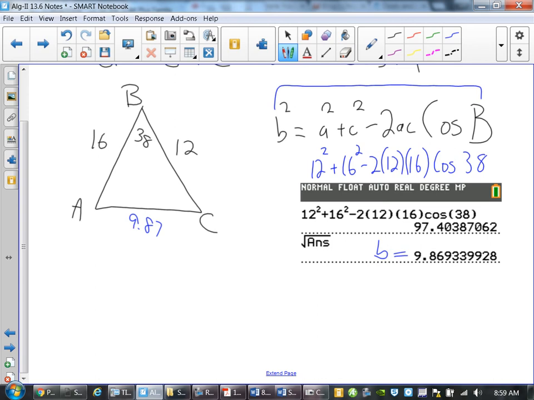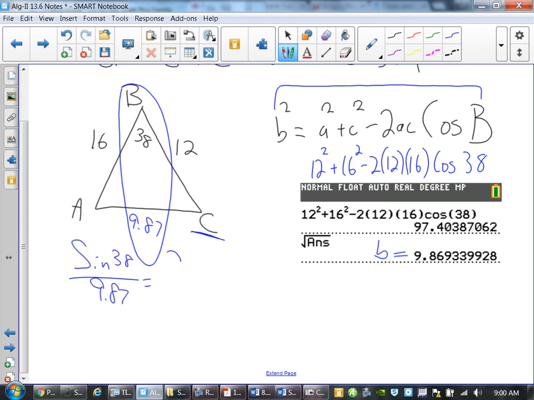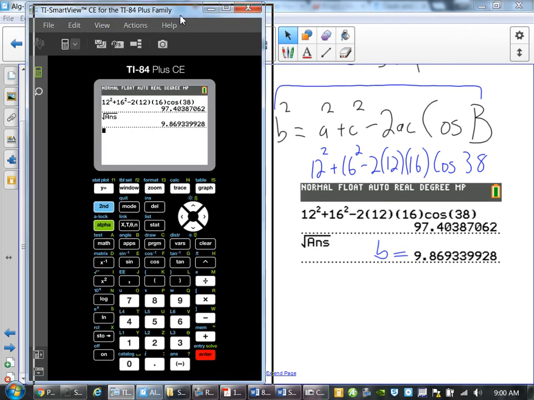Okay. So if I go to this one, I'm going to use B and its side opposite to solve for C. Always go to the largest angle. You always want to go towards the largest angle because that will help not worry about the ambiguous case. Okay. So, sine of 38 is to 9.87, as sine of C is to 16. And I think by now we know how to press the buttons.